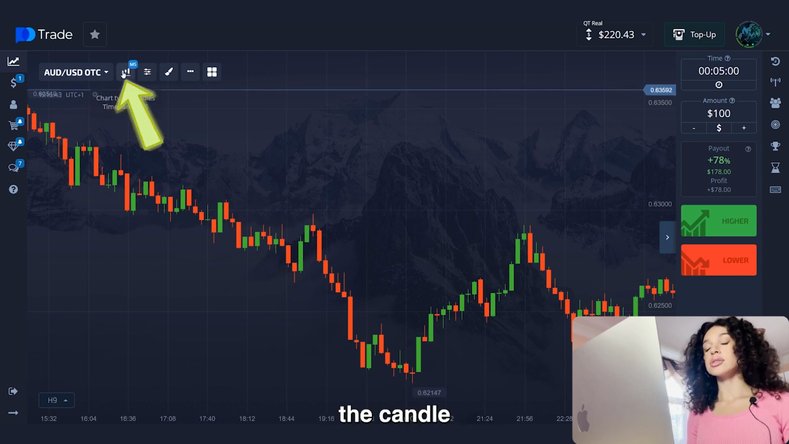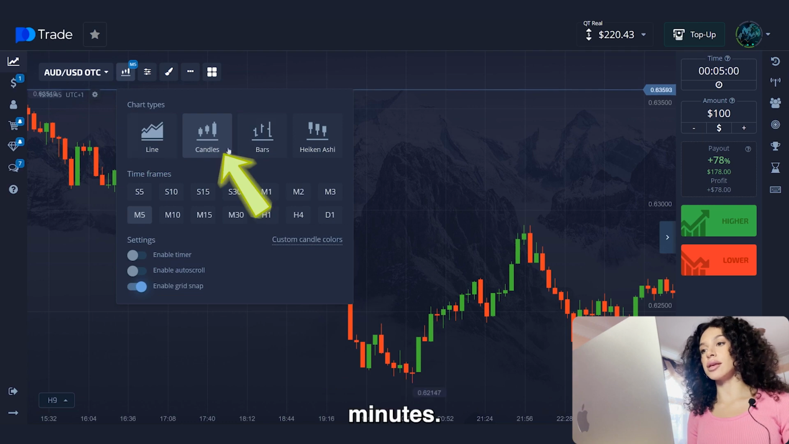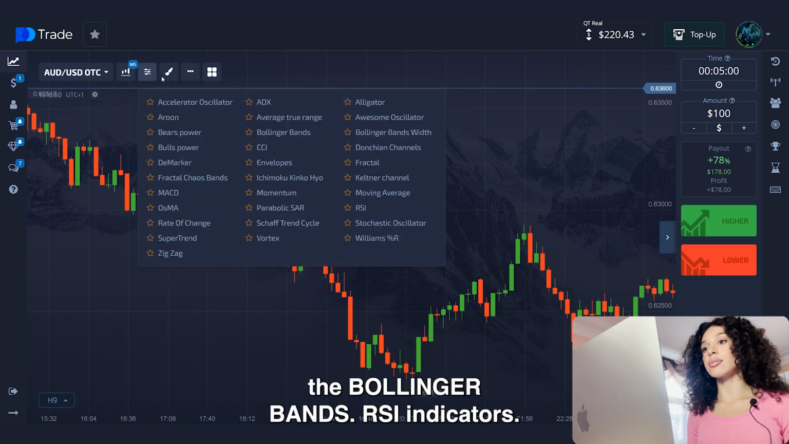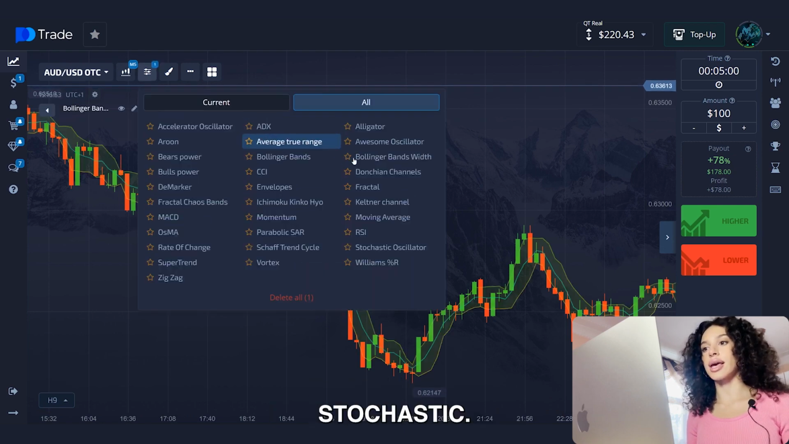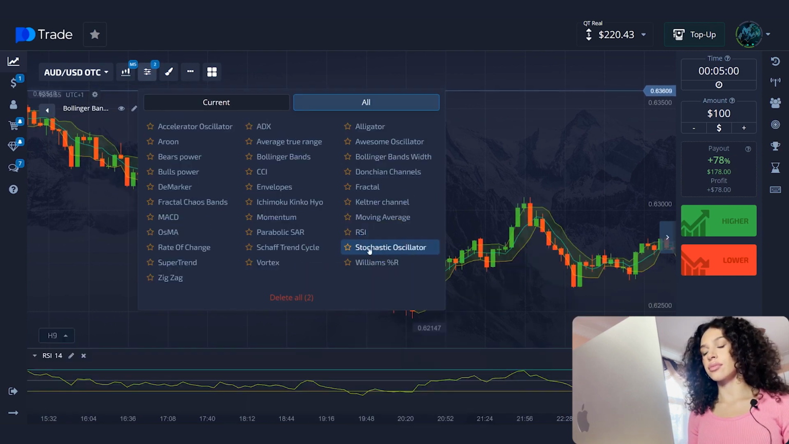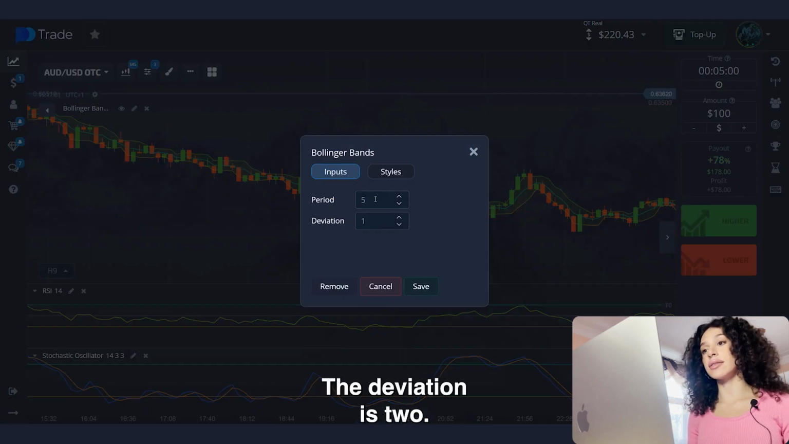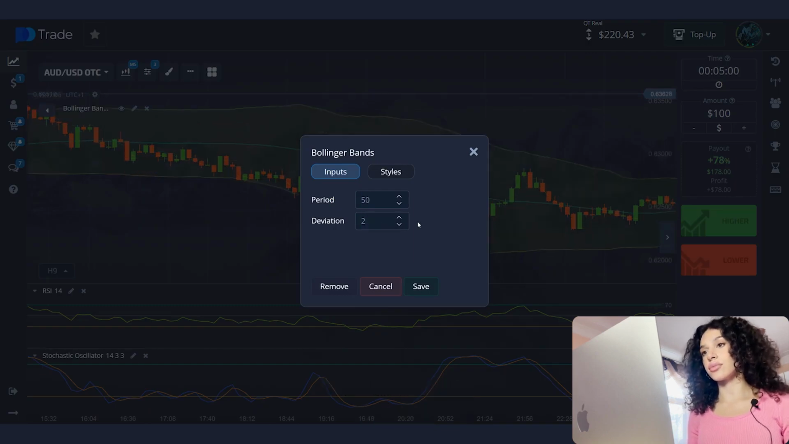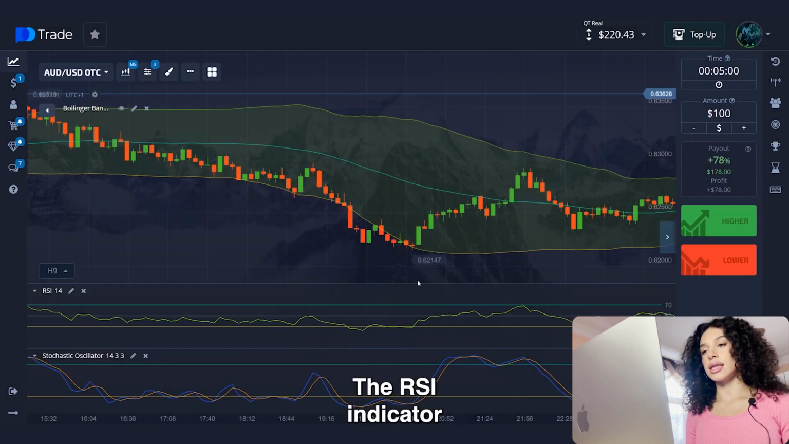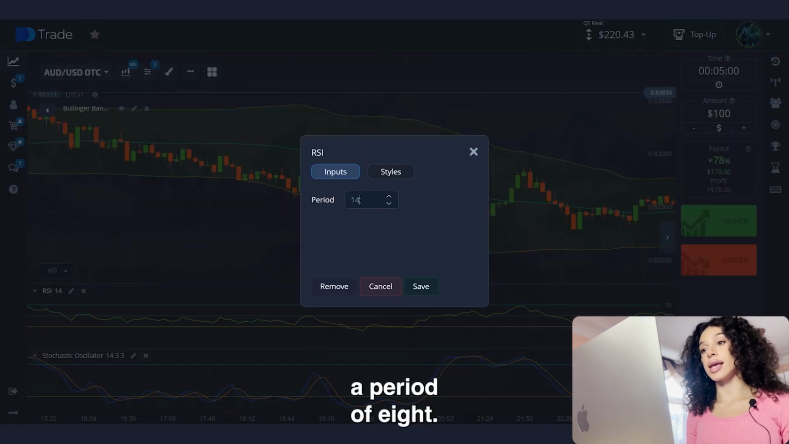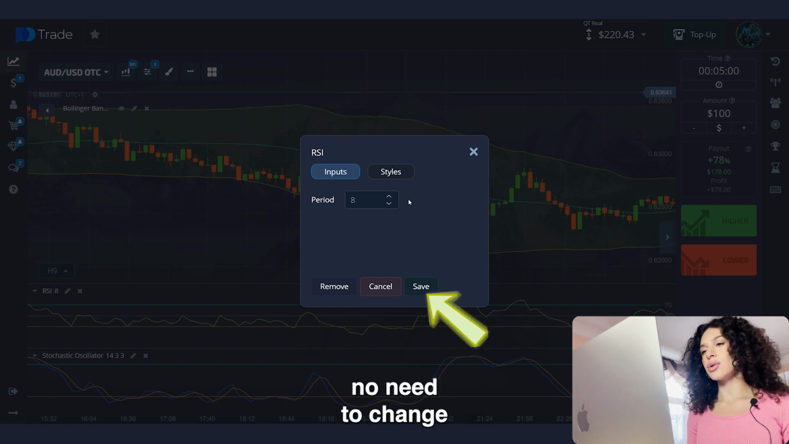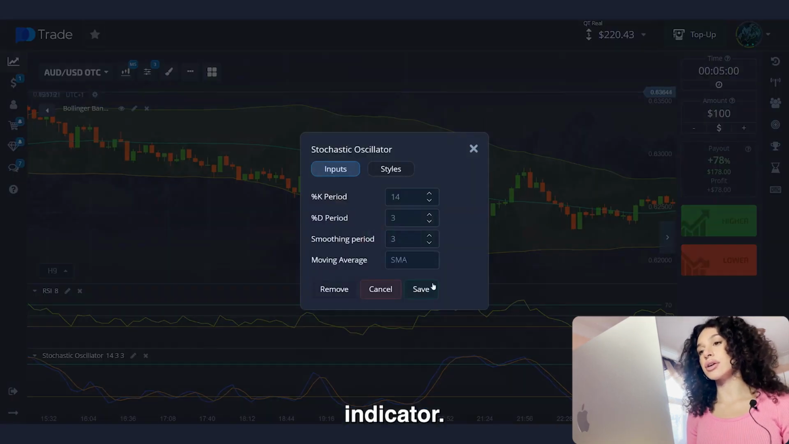In this strategy, I use the candle chart type. The time frame is 5 minutes. Next, you need to turn on the Bollinger Bands, RSI indicators, and stochastic. In the settings of the Bollinger Bands, you need to set the period to 50, the deviation is 2. The RSI indicator needs to have a period of 8. There is no need to change the settings of the stochastic indicator. The standard values are suitable for operation.